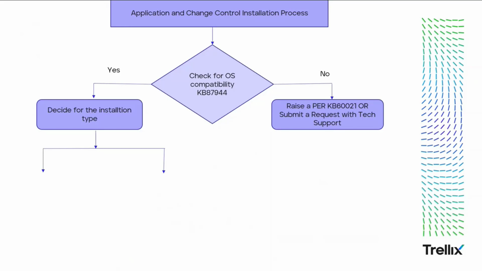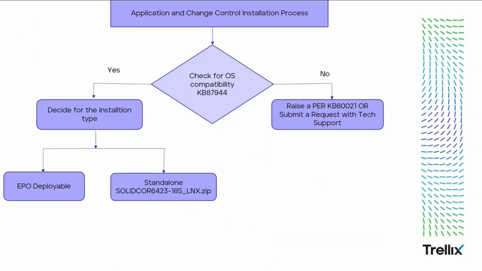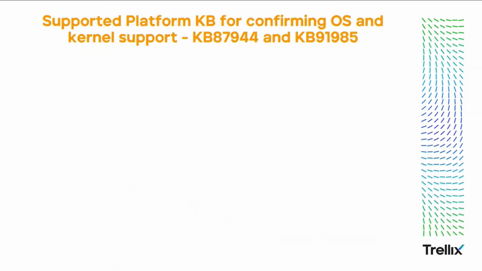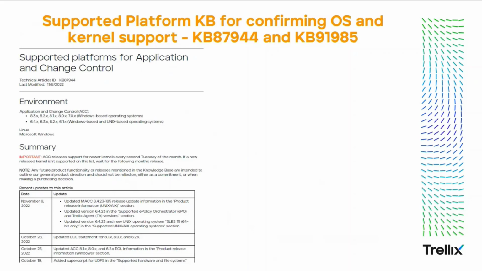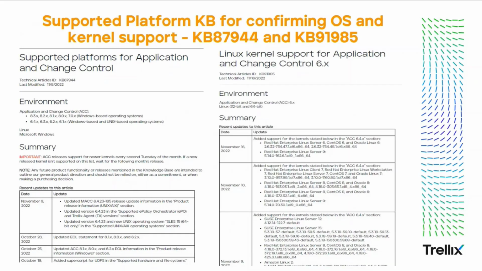Now, if the OS is compatible, we'll decide which type of installation we're going to go through. Is it going to be an EPO deployable or a standalone deployment? Now let's look at the supported platform KBs for confirming the OS and kernel support: KB 87944 and KB 91985. These two KB articles, you can look at in the screenshot.